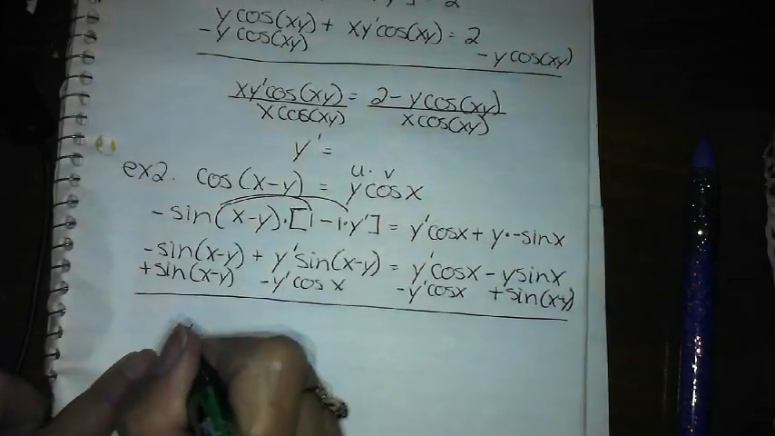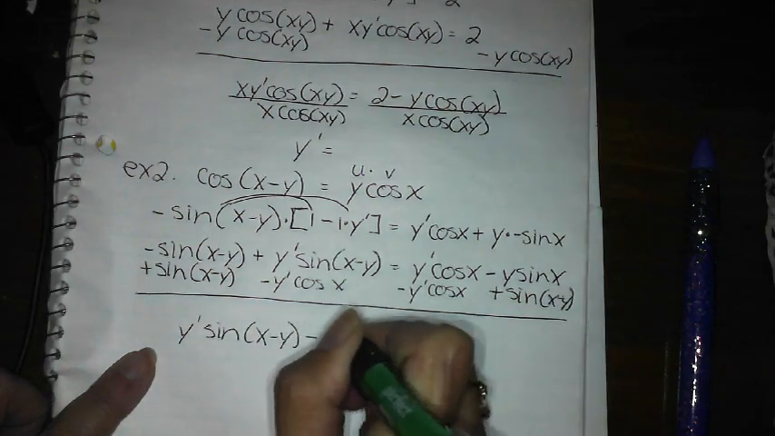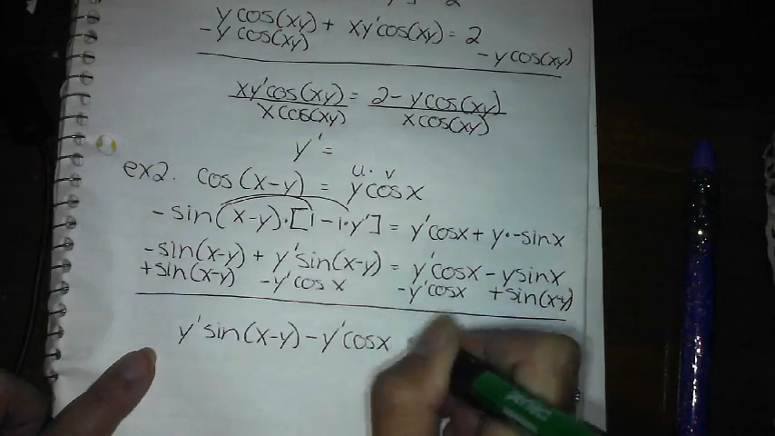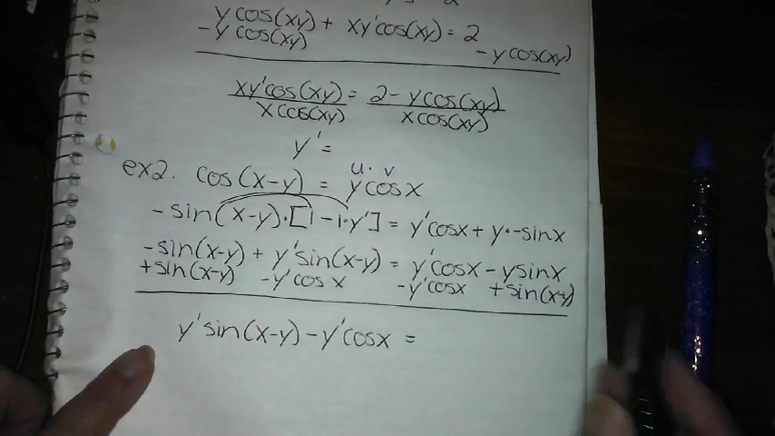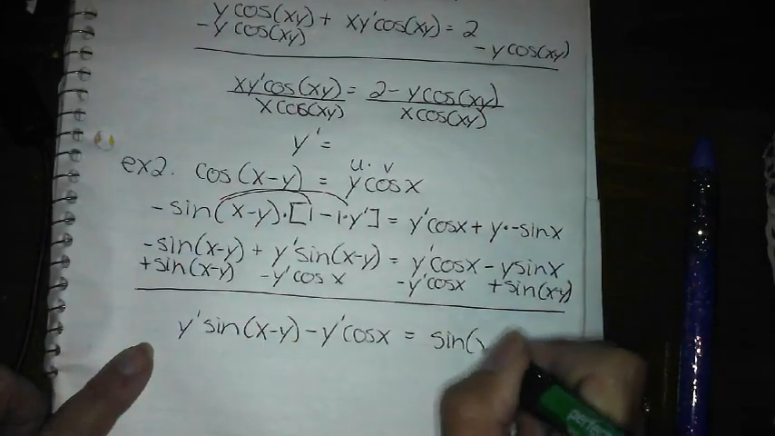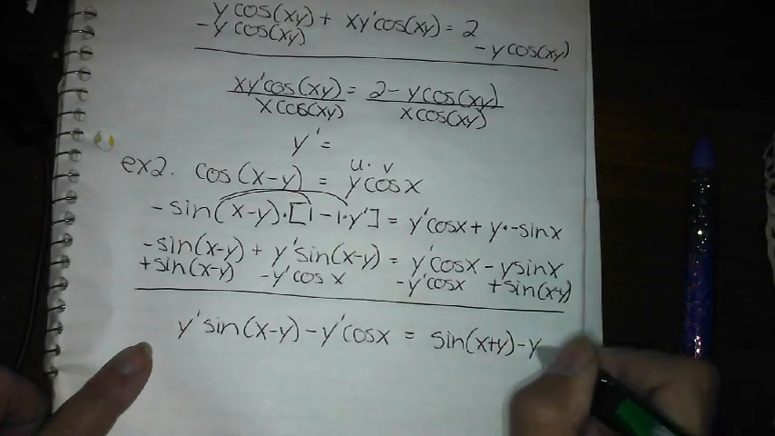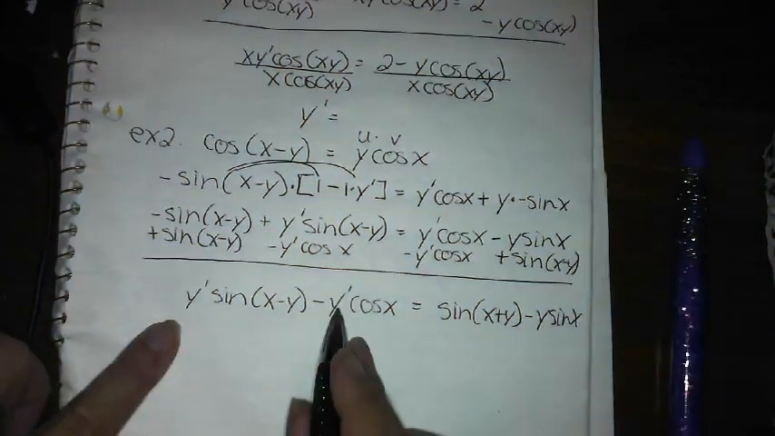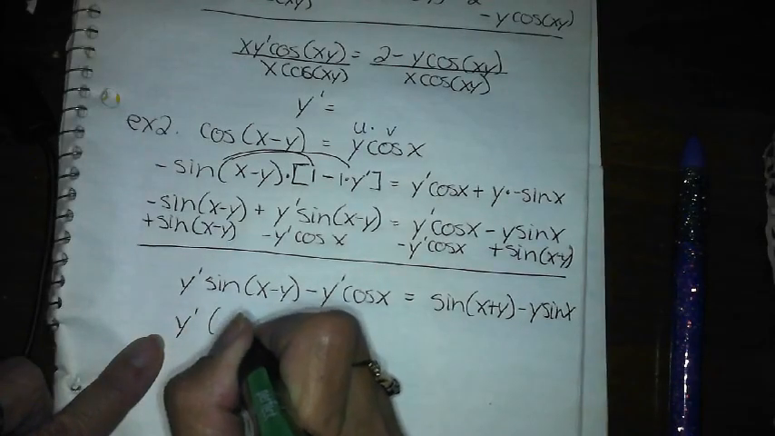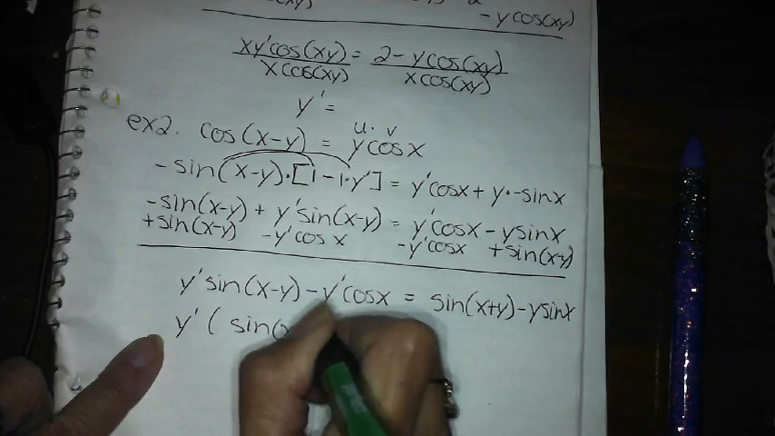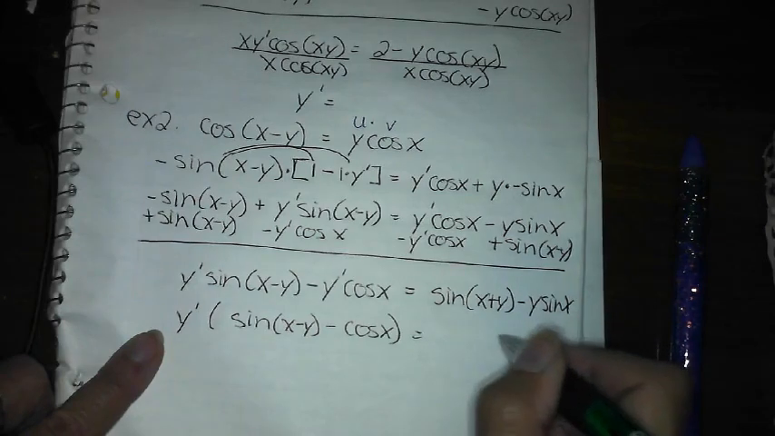So writing this out, we'll have y prime sine of x minus y, prime cosine of x. Just writing those two down. Over here we've got, I'll write this one first, sine of x plus y, and I still have this minus y sine of x. 2 steps to go. We're going to basket factor out the y prime, leaving sine of x minus y minus cosine x equals, I'm just going to, I'll write it out.